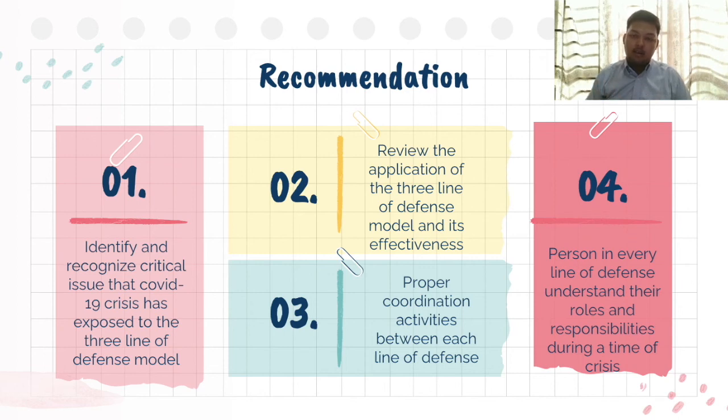Number 3 is proper coordination between each line of defense, and information should be communicated to improve efficiency and avoid duplicating effort while ensuring all significant risks are properly addressed. And the last one is that people in every line of defense should understand their role and responsibility during a time of crisis, which can be achieved through increased communication from senior management, clear guidelines, awareness and training programs.